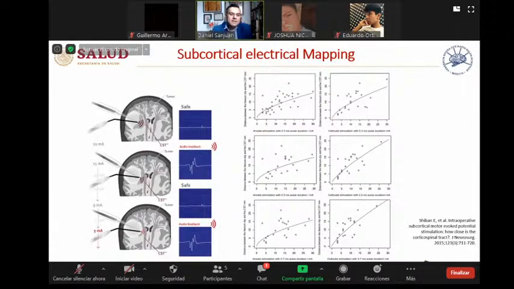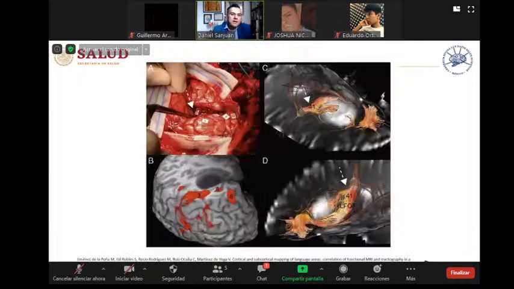There are other techniques like subcortical electrical mapping, to try to localize the distance between the resection and the corticospinal motor tract. We have a linear relation between the intensity of the stimulus and the distance to the corticospinal tract. Of course, it's possible to evaluate simultaneously using tractography, but remember the gold standard is still the electrical stimulation.